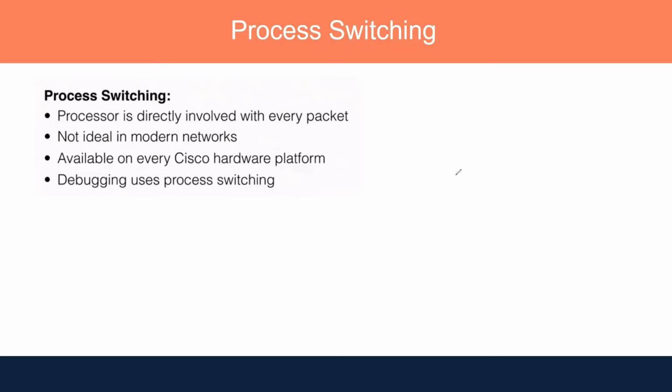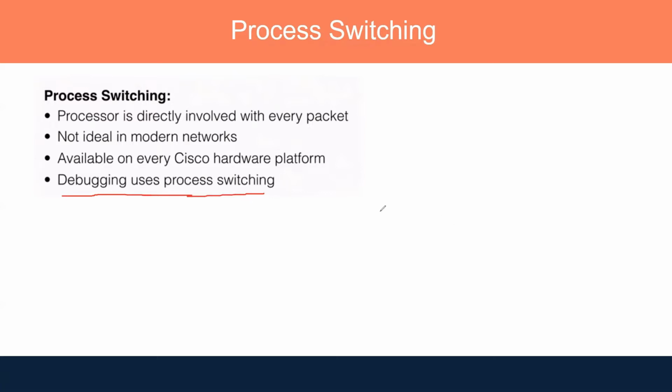Okay. So now let me just go here and talk about process switching. So what happened in the process switching? Processor would directly involve whenever any packets arrived. Okay. And this process switching is available on each hardware platform. Okay. And this process switching basically nowadays used in the debugging. So when you are doing the debugging, at that time you can use the process switching.